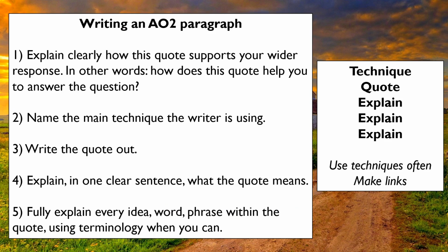The first thing that you need to do when you come to one of your AO2 paragraphs is that you need to explain clearly how the quote that you've chosen supports your wider response. In other words, how does the quote that you've chosen help you to answer the question? After you've done this, you then need to very quickly name the main technique that the writer is using. If that's a simile, then start by saying the writer uses the simile, and then the third thing you're going to do is actually write the quote out.